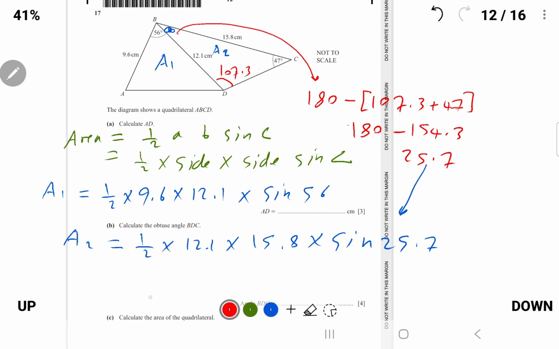Finally, you have to add area 1 and area 2. So total area equal area 1 plus area 2. And that is the way you solve this question.